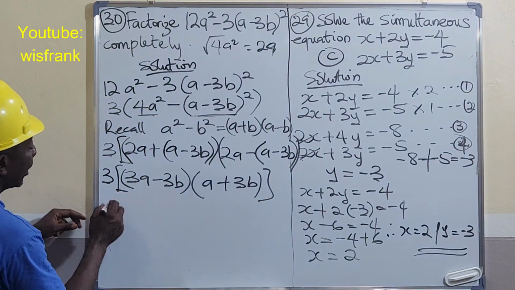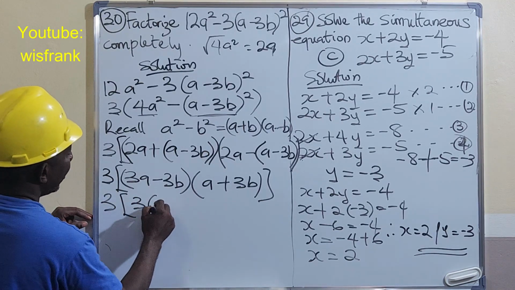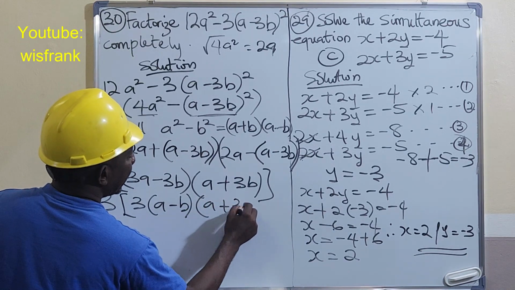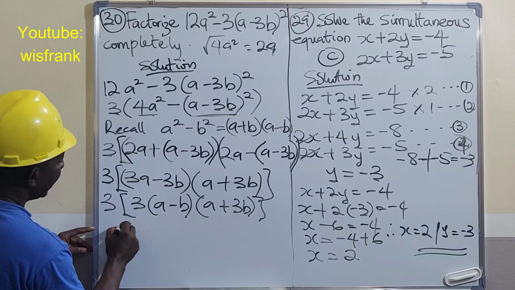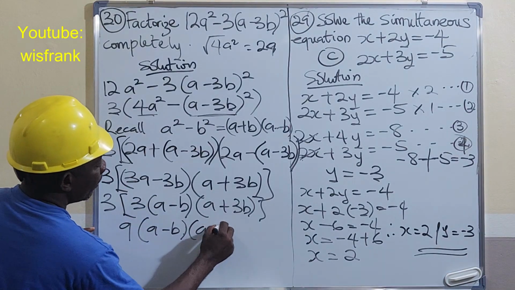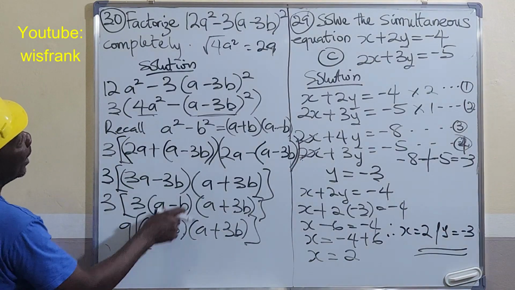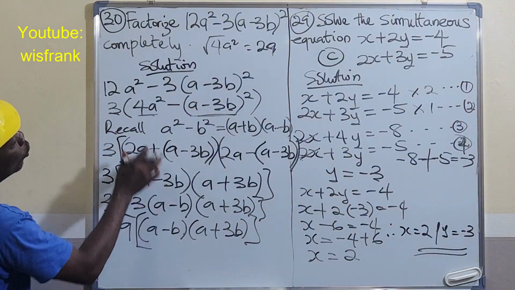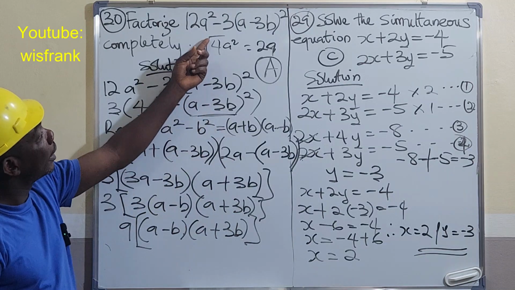Here we can further break it down. We have 3 into, factorizing this, 3 into a minus b, then a plus 3b. So here we can multiply 3 by 3. 3 times 3 is 9 into a minus b, a plus 3b. This is what we've gotten, and it satisfies this question that says we should factorize this. And the correct option for this question was A.